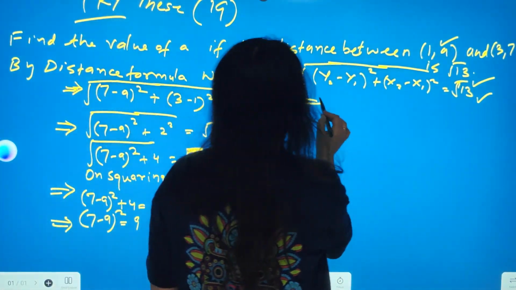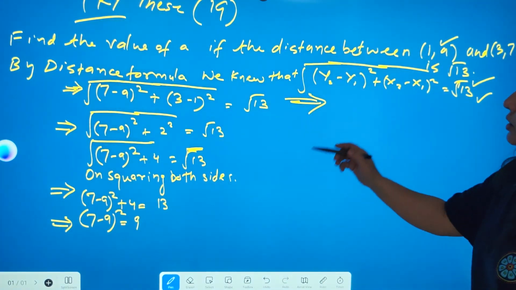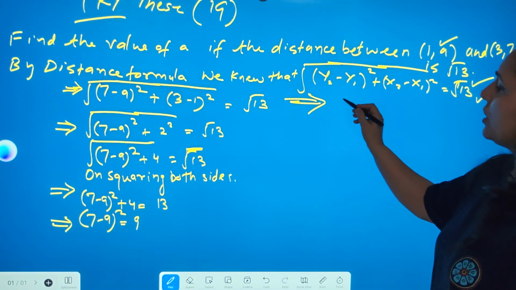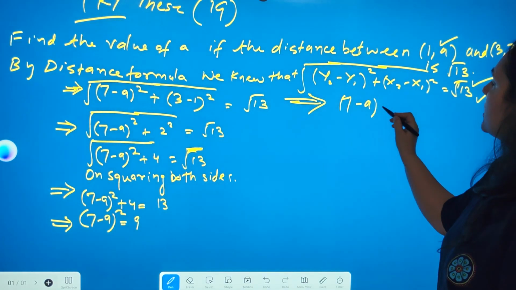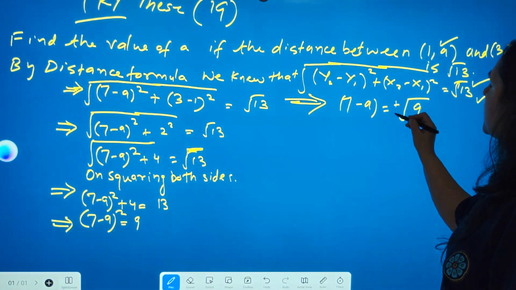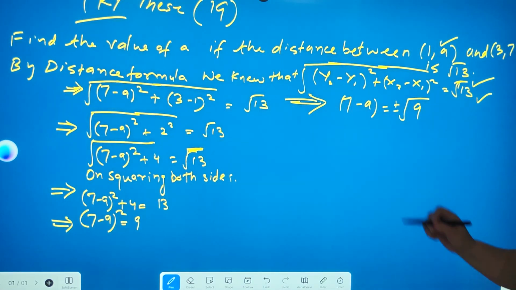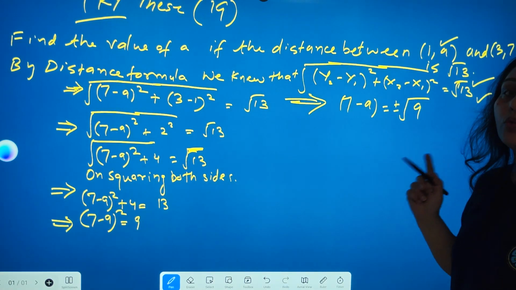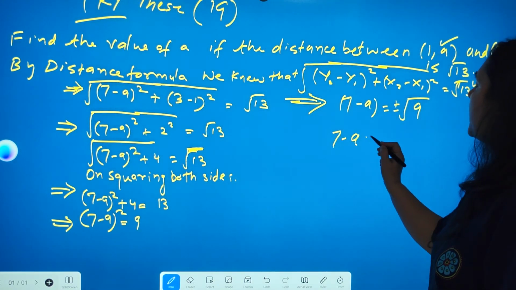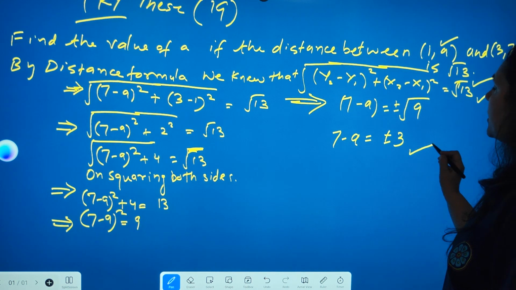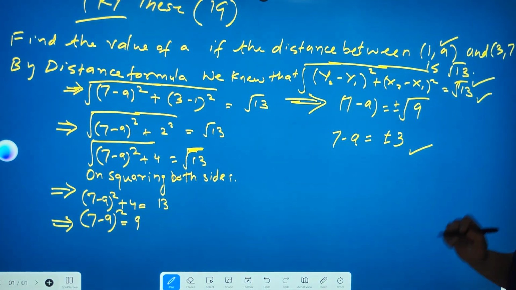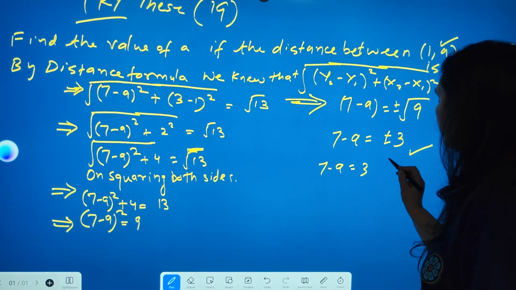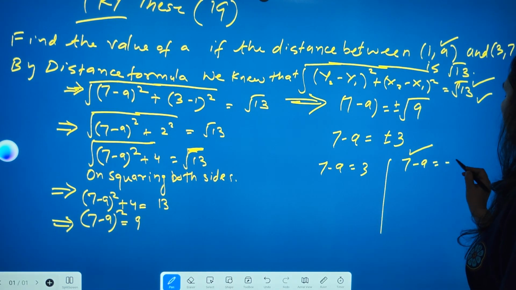Now continuing the same question, to simplify this equation, shift this square to the right hand side. So 7 minus a is equal to plus minus square root of 9. Why plus minus square root of 9? Because we will find two values of the square root. So 7 minus a is equal to plus minus 3. Now they will form two equations: 7 minus a is equal to positive 3 and 7 minus a is equal to negative 3.